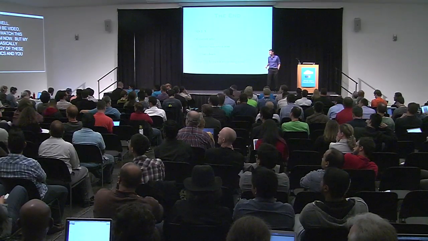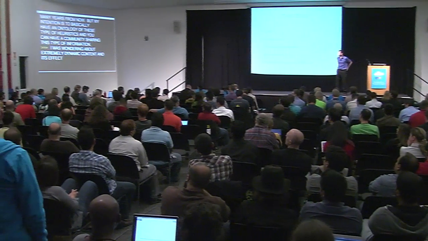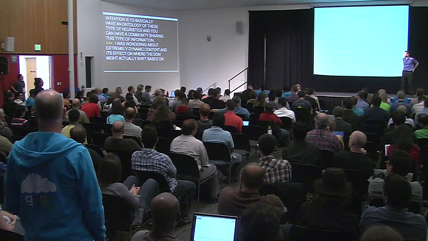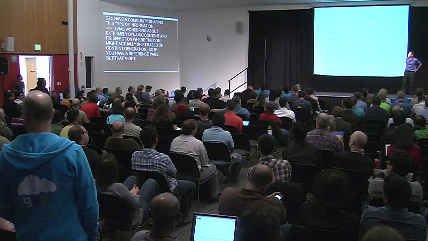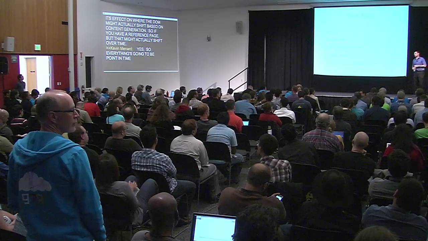Yeah, I was wondering about extremely dynamic content and its effect on where the DOM might actually shift based on content generation. So if you have a reference page, but that might actually shift over time. Yeah, so everything's going to be point in time. If your page kicks off some JavaScript when it loads, and 3 seconds later it pulls in a whole bunch of stuff, then yeah, you'll have some timing-related issues for that. But on the other hand, it can adapt pretty well with things like you submit bad form data or you hover over an element, because those manipulations are going to be reflected at the DOM level as well.